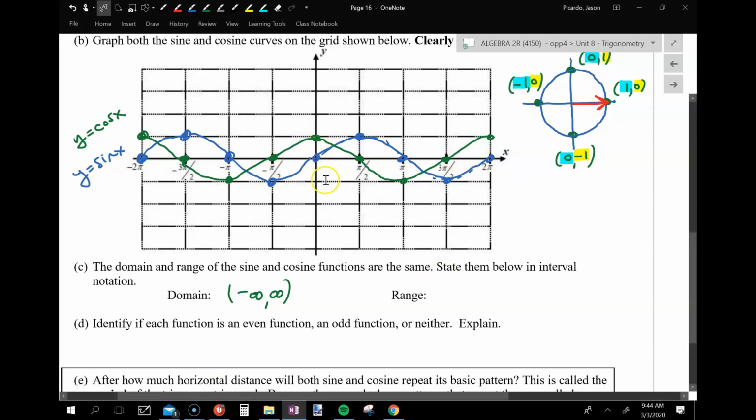Now notice in this particular picture, guys, when I talk about range, range is nothing more than lowest to highest point, right? Both of these graphs have the same low point. They both have a low point at -1, right? And then they also have high points. What's the high point of both graphs? +1.